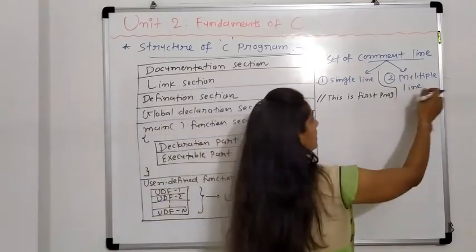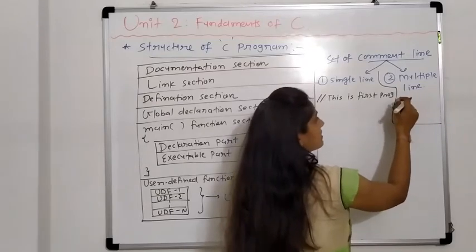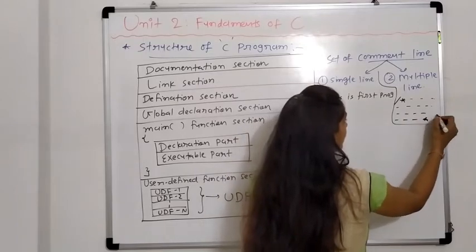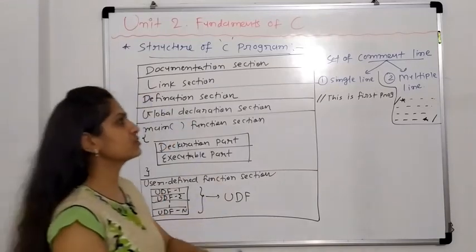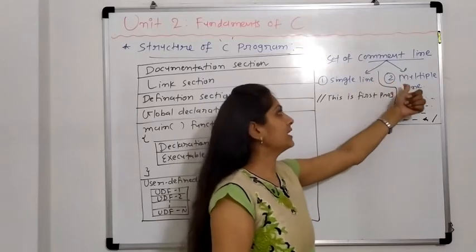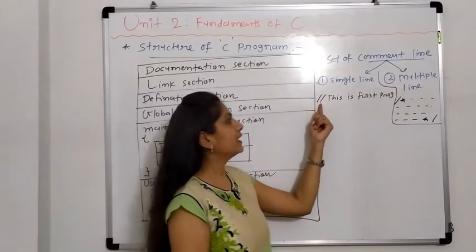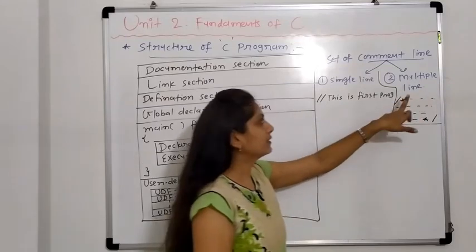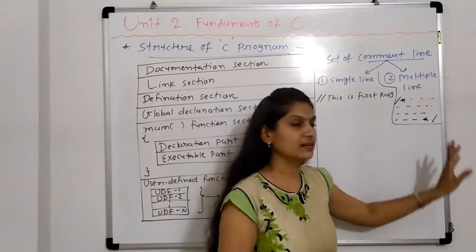Then we have to use a multiple line comment, and the example of it is start with slash star, write multiple lines, and then star and slash. Clear? So documentation section consists of comment lines. There are two types of comment, single line and multiple line. If you write something in a single line, then double slash and write that sentence. Suppose multiple line, then start with slash star, write down the multiple lines, and then star and slash.